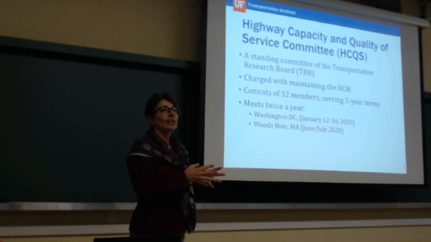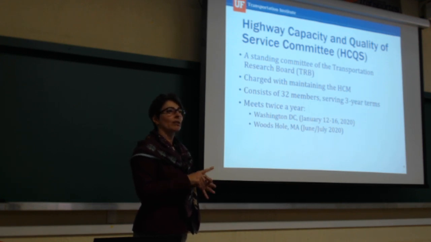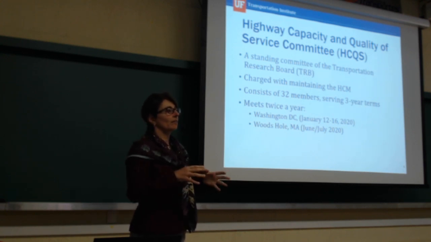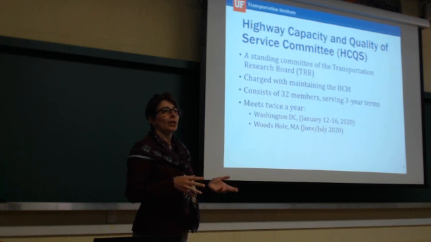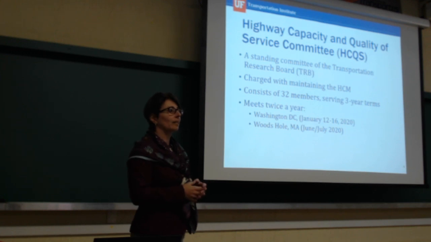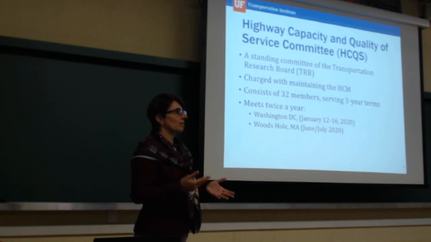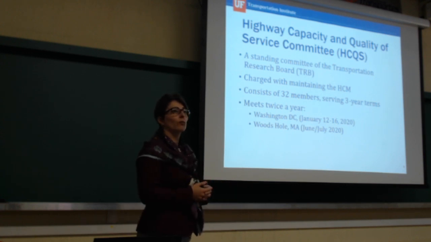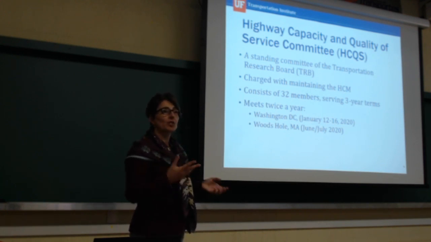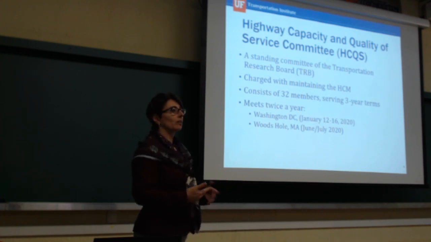During the annual meeting, the committee consists of representatives from academia, industry, the private sector, and the public sector, with 3-year terms and 32 members. The committee comes together twice a year and reviews new research. It reviews feedback received from the community, problems that have been identified, errors, and gaps. They develop new research problem statements, and then they might ask the federal government to pay for the development of new research. They also review ongoing research, and sometimes master's and PhD students do their own work and present to the committee, and if the committee thinks this is a valid approach, they incorporate it into the HCM.